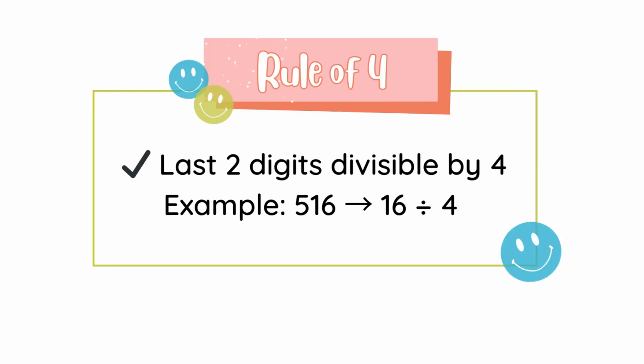To check divisibility by 4, look at the last two digits. If they form a number divisible by 4, then the whole number is divisible. For example, 516, last two digits are 16, divisible by 4.